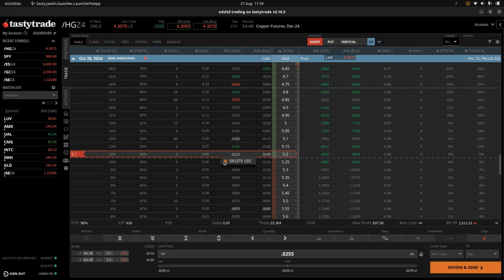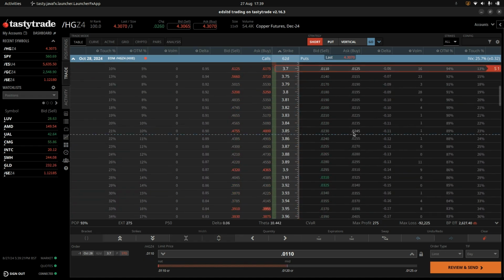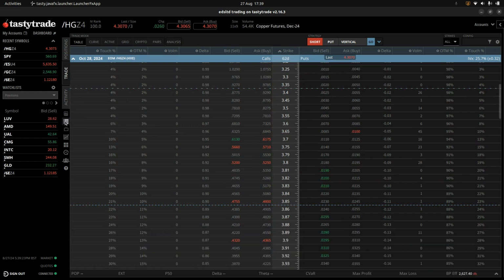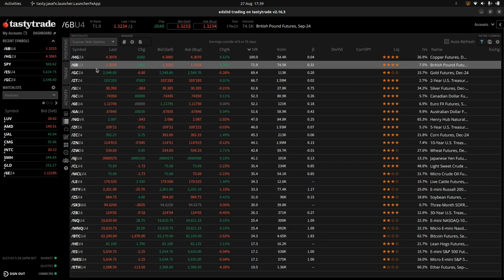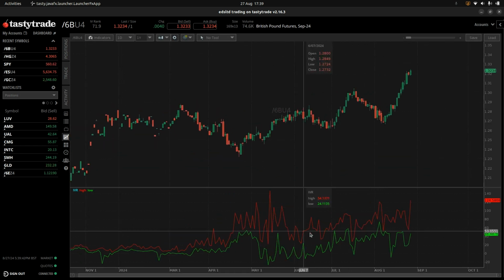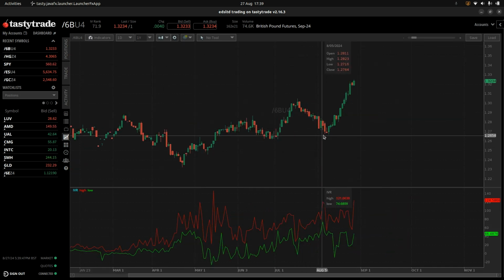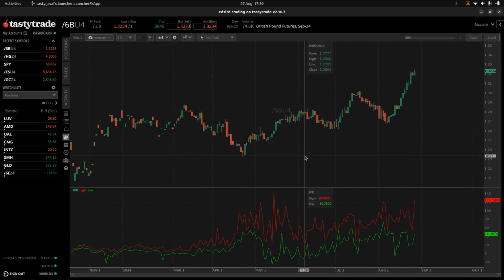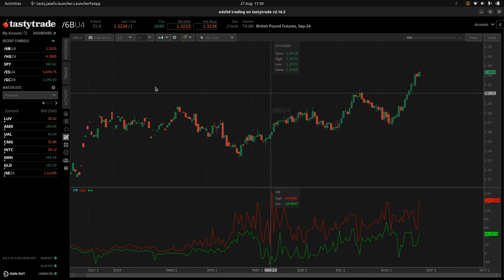So let's say, for example, you have a small account. Okay, if you have a small account, currencies are usually quite good for smaller accounts. So this is the British pound futures, and we've got an IV rank of 71.9, which is very good. So let's just take a look at the chart. We can see here that IV is currently on the way up. It's been a bit sporadic, and it's had a nice move upwards. So all looks well here.